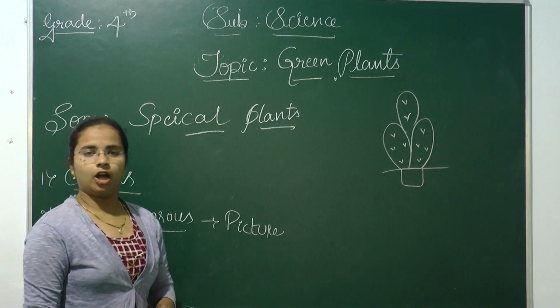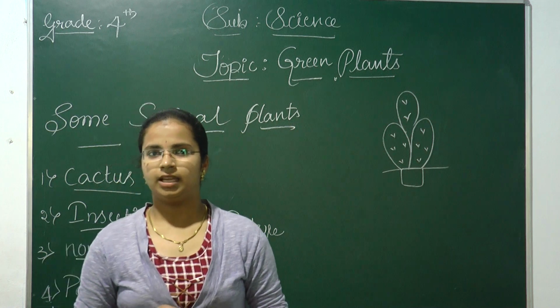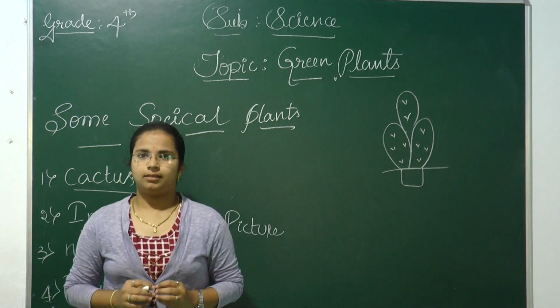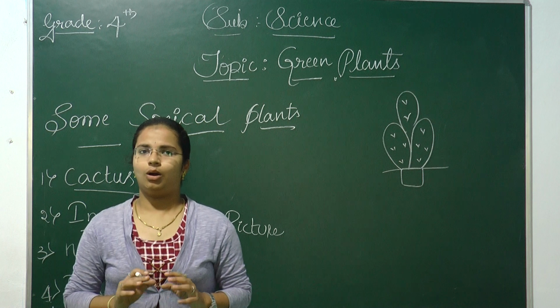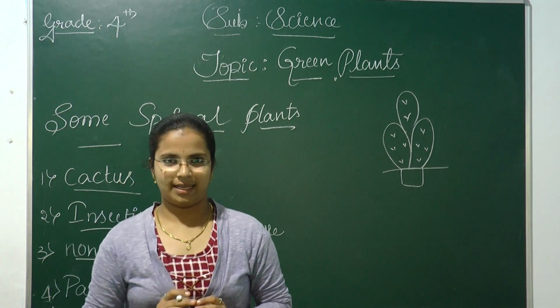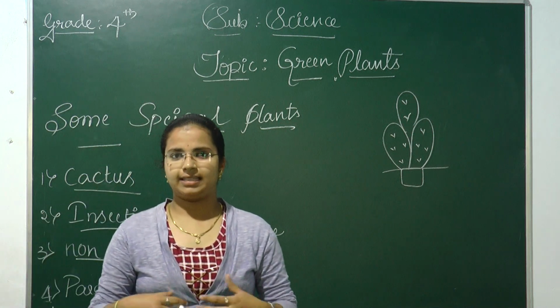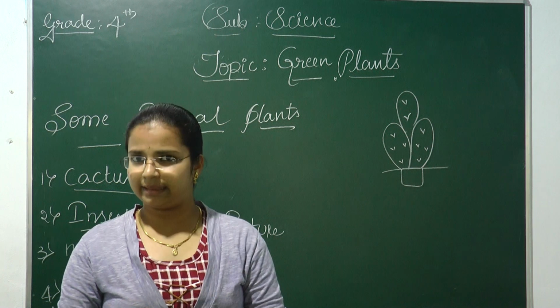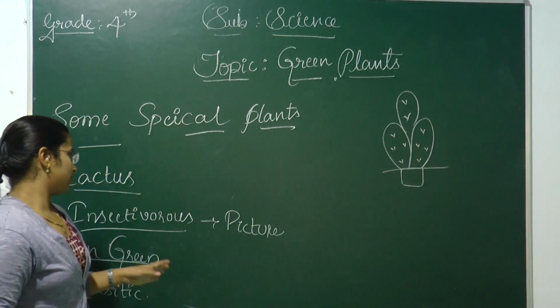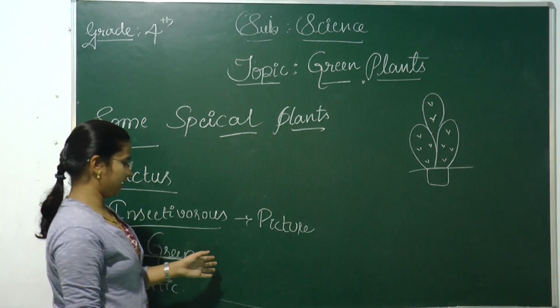Non-green plants are not green in color. They grow on dead and decayed organisms, and they take dead and decayed organisms and bacteria as their food.